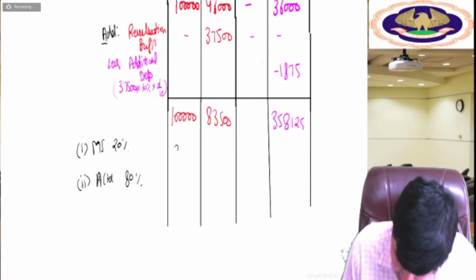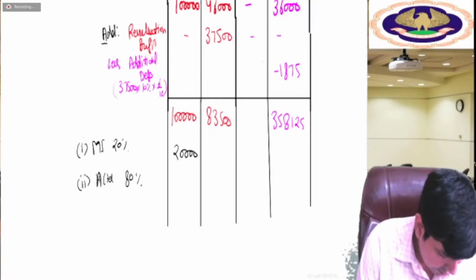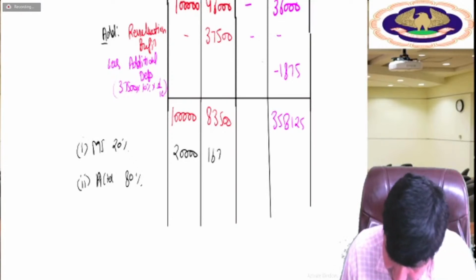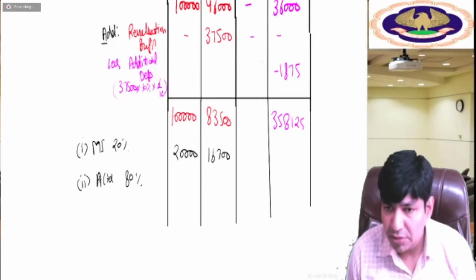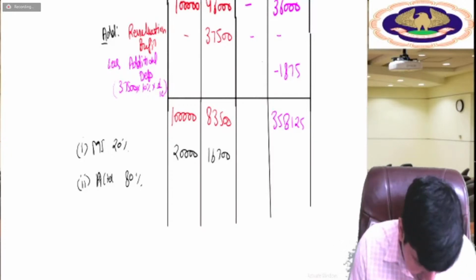Anyways, 20,000 and 83,500 multiplied by 20%, that is 16,700. Which one, Namrata, beta, which one to summarize? Yes, definitely after doing the question, I will definitely summarize.